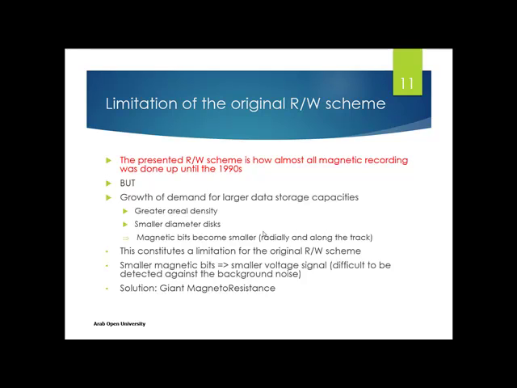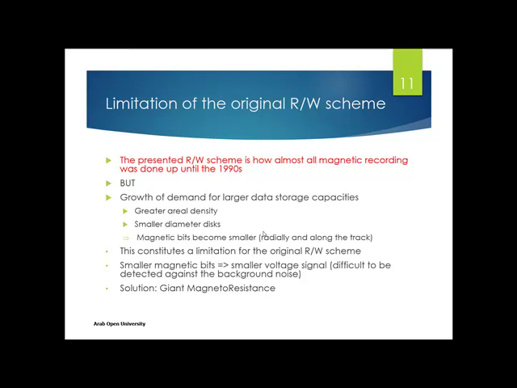smaller magnetic bit will result in a smaller voltage signal, which will then be difficult to detect against the background noise. Given that the size of each bit is smaller, we cannot apply a high voltage in this smaller space, because it will affect the neighboring areas, and thus the reading will not be accurate. And thus there was a need for additional or alternative technologies, and the solution came with the giant magnetoresistance.